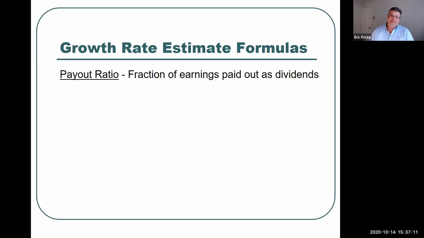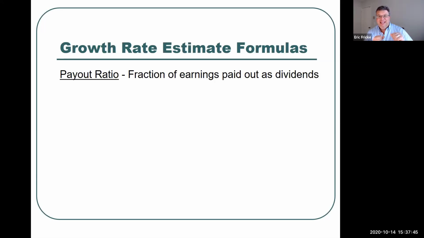So the first definition is called the payout ratio. This is how much of a company's earnings it pays out as dividends. If you think of net income or earnings, how much money a company has left over after all's said and done, that's the money they have to decide what they want to do with. What part of that is going to go to investors as dividends?